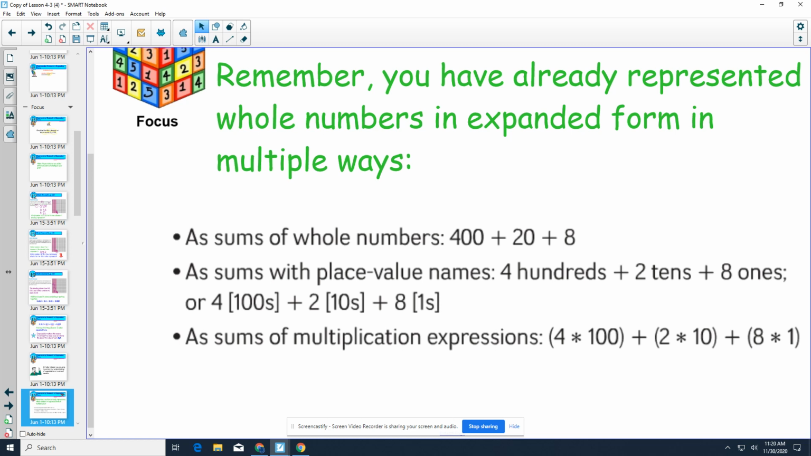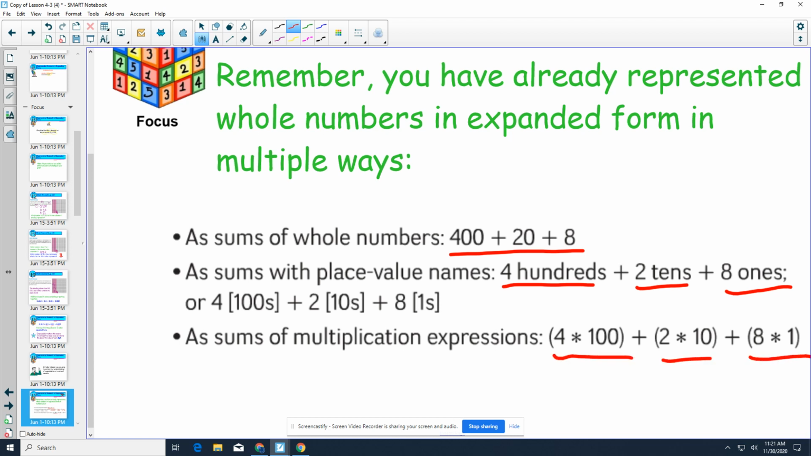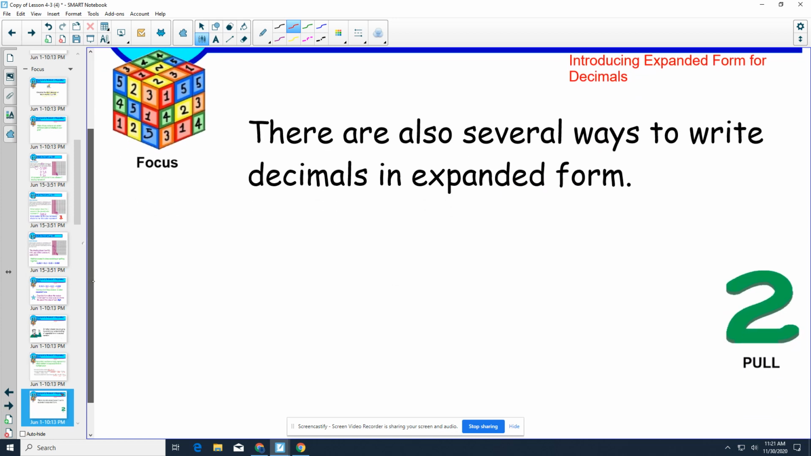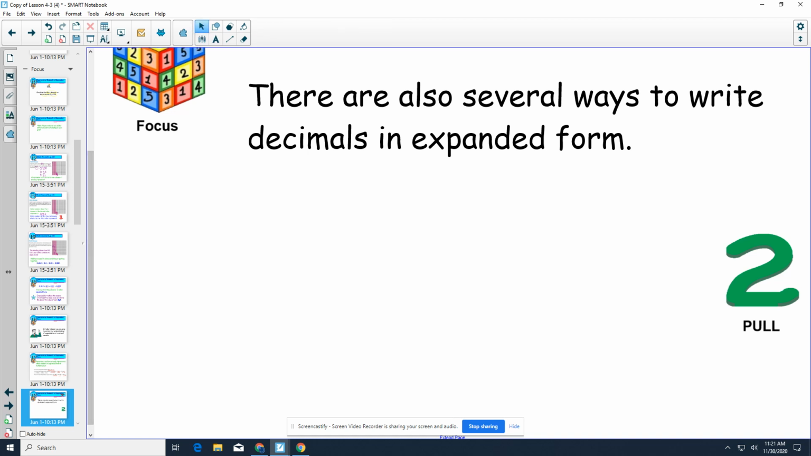So 400 plus 20 plus 8. As sums with place value names, so you can say 4 100s plus 2 10s plus 8 1s. Or you could do it in a multiplication expression, 4 times 100 plus 2 times 10 plus 8 times 1. There are also several ways to write decimals in expanded form.